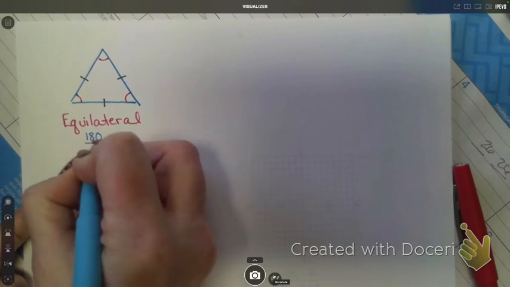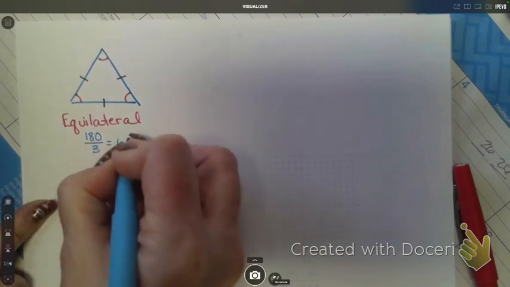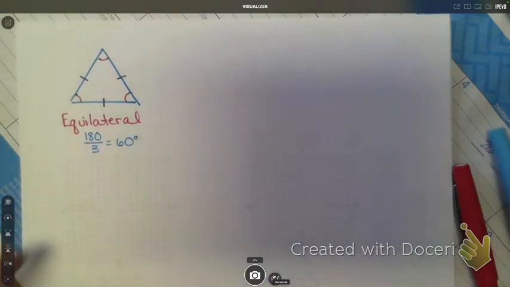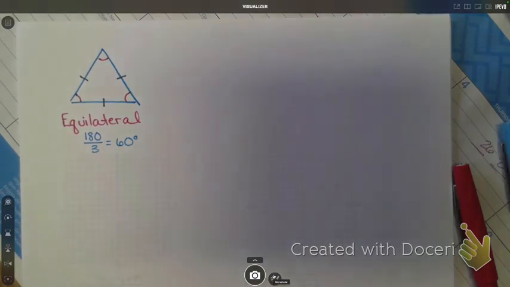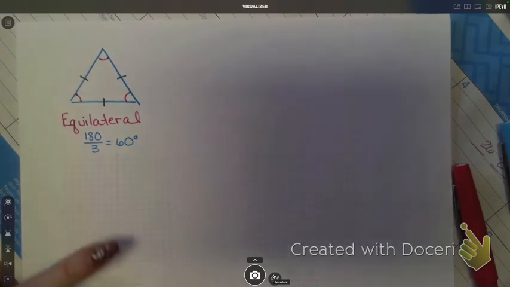60. So every equilateral triangle, all the angles are what? 60. Does it matter how big the sides are? No.